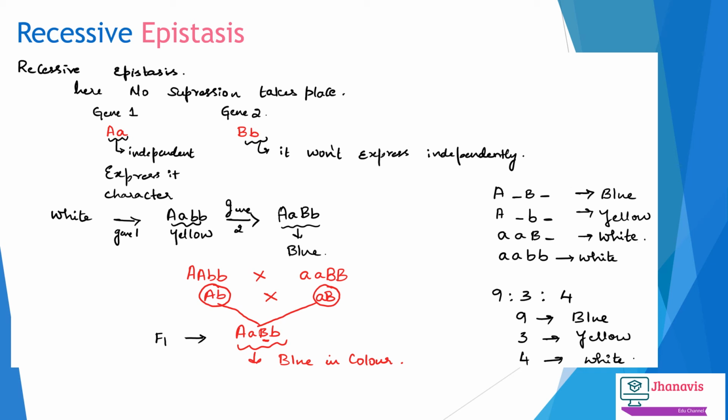Whereas the next one is, both are in recessive condition. Both in recessive condition means small a, small b. This always codes for white color. So hence the phenotypic ratio will be 9:3:4. Is it clear, guys?